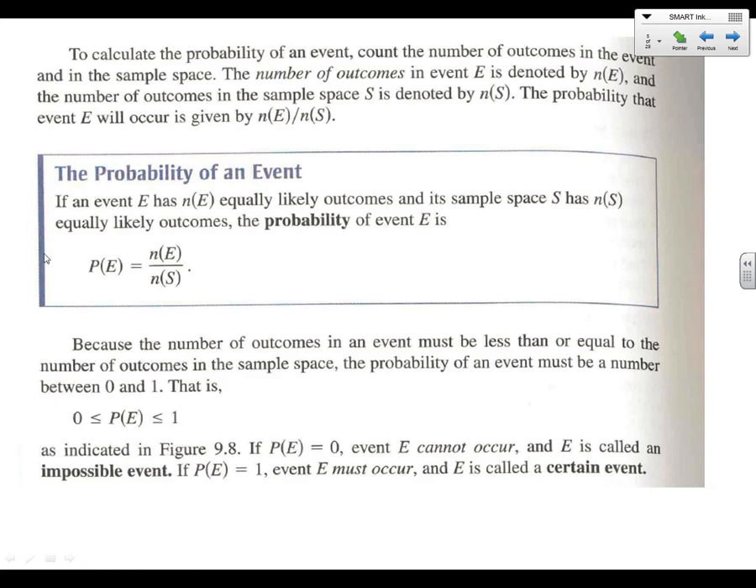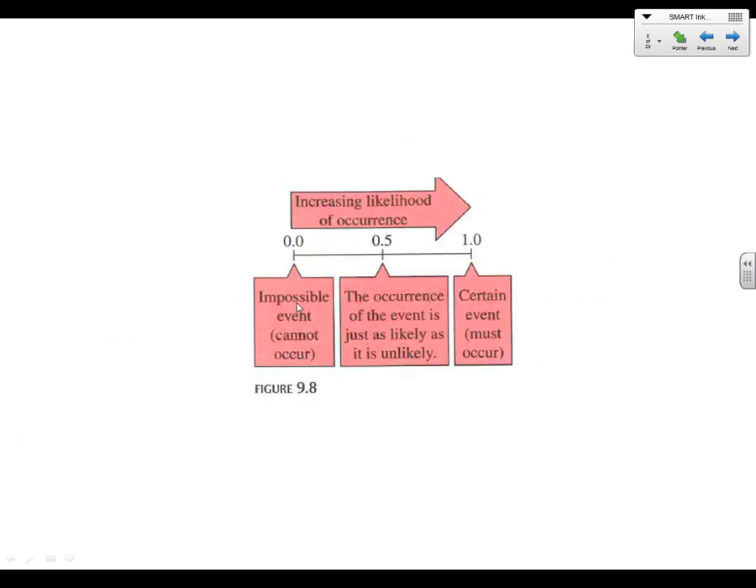All right, so we've already said this. The probability of an event is the number favorable over the number total. That number needs to be between 0 and 1. There needs to be fewer things favorable than there are total, right? And if your probability is 0, it cannot occur. If it's 1, it must occur, and 50% is equally likely to occur as it is unlikely to occur.